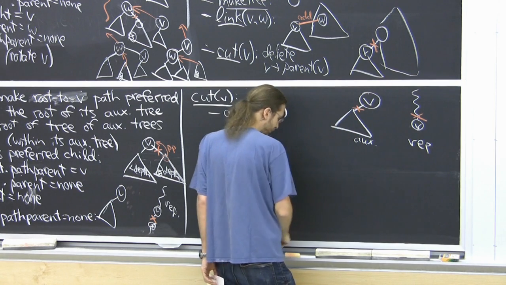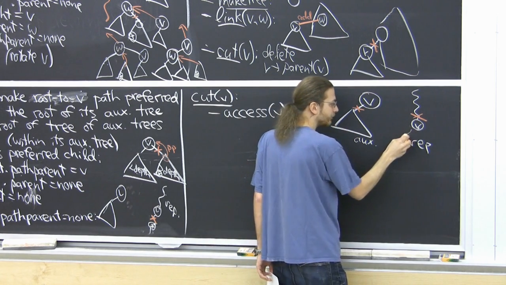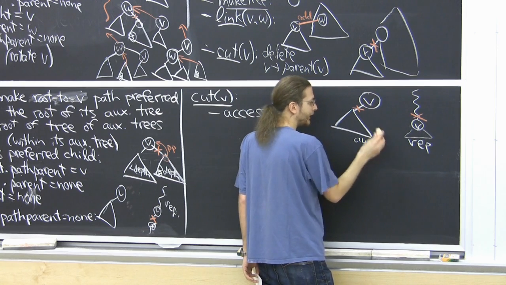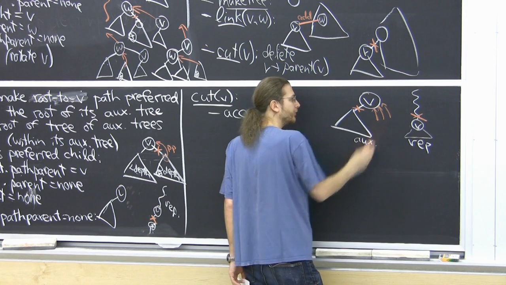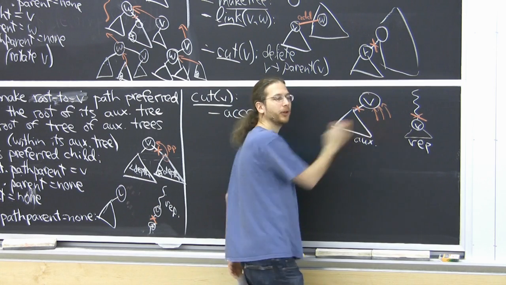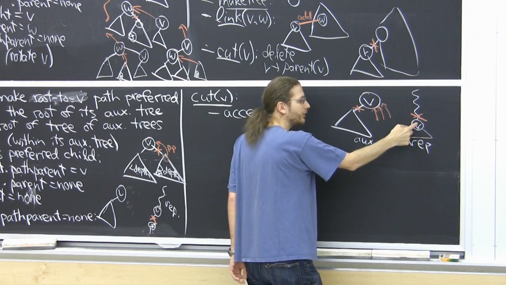So this is the preferred path. Of course, in reality, there's some subtree down here, and that's going to correspond to things that are linked in here by path parent pointers. So they'll come along for the ride, because what they know is they're attached to v.